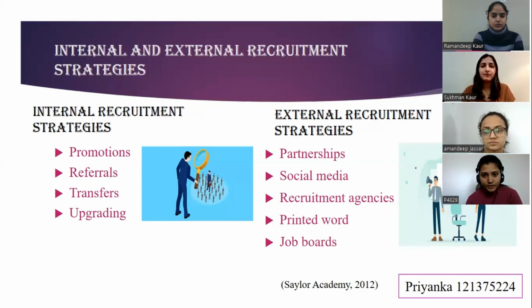Next is printed word. It is the ancient method of external recruitment strategy, such as newspapers, magazines, and journals, which are a great way to reach an audience. The last external recruitment strategy is job board. There should be proper detailed information on the job profile, skills, and experience that your business is looking for. So this is all about the internal and external recruitment strategies.